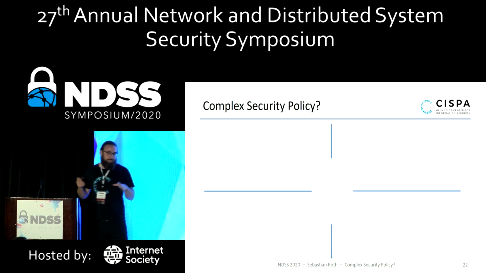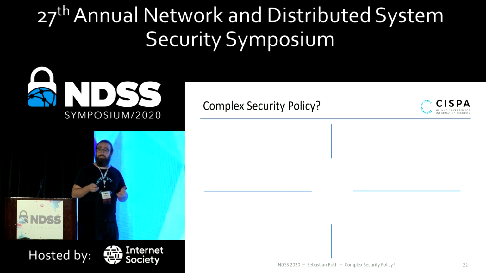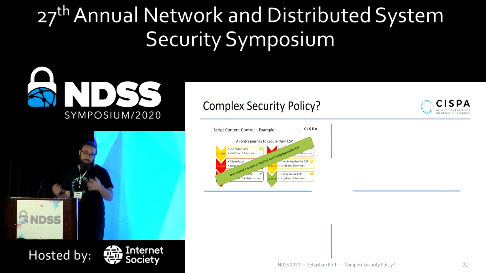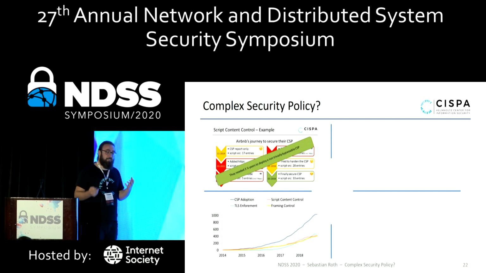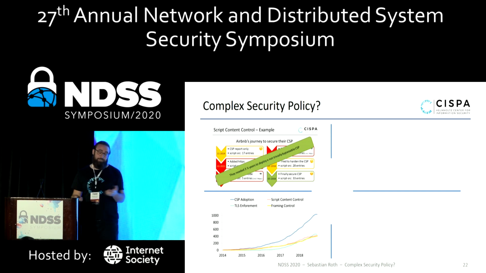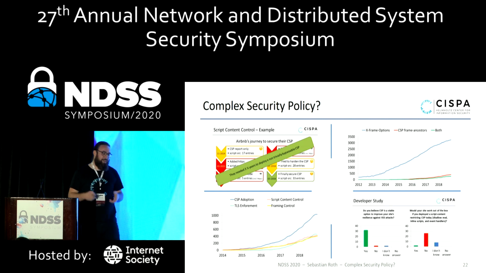So let's shortly recap what we have seen in the last 15 minutes. CSP for script content control is often too complex in practice, as we have seen in the example of Airbnb, where they needed more than 3.5 years to deploy a sane policy. And we have also seen that CSP has grown into a multi-tool for web security purposes. We have secure and easy-to-use features such as TLS enforcement and framing control. However, misconceptions about CSP and the too complex script control mechanism seem to block the easy-to-use features of CSP.